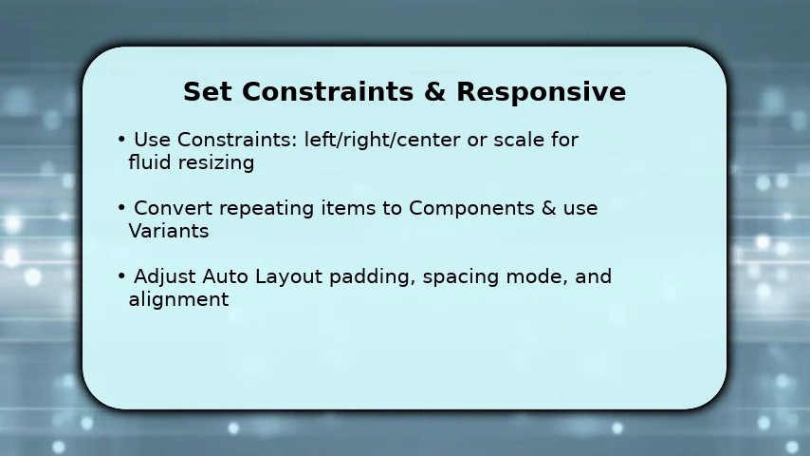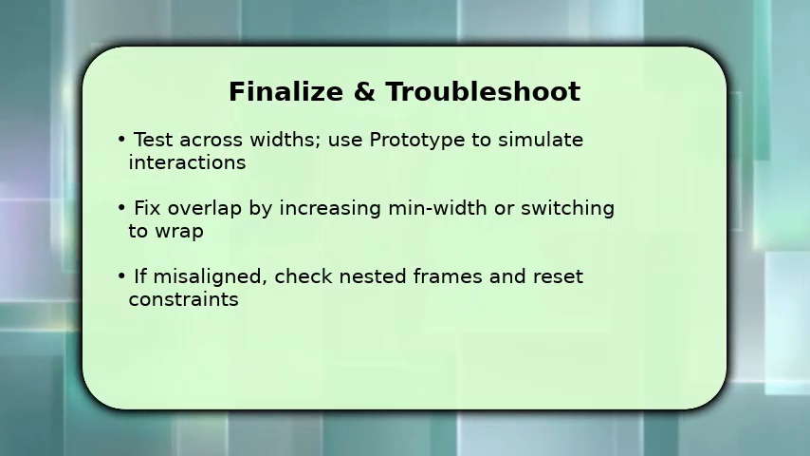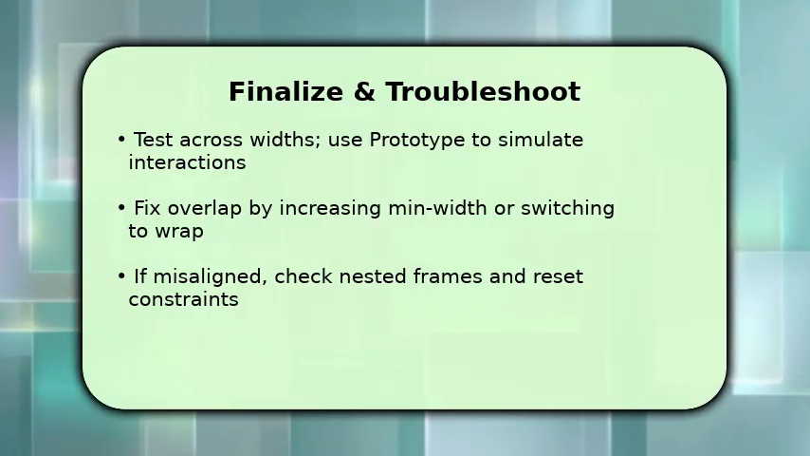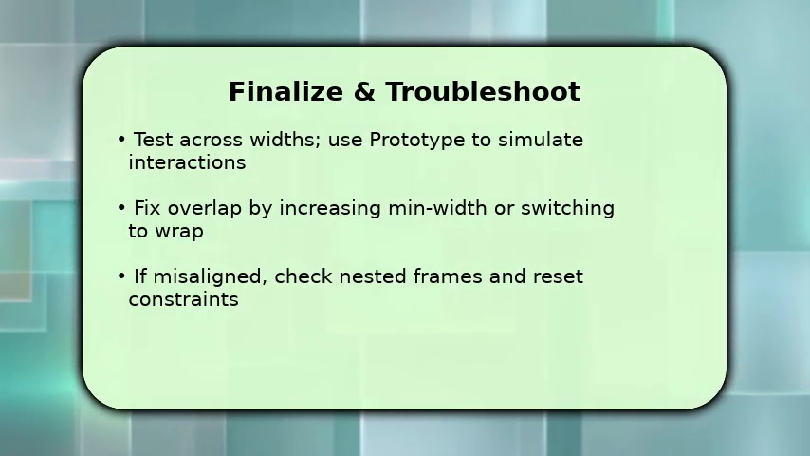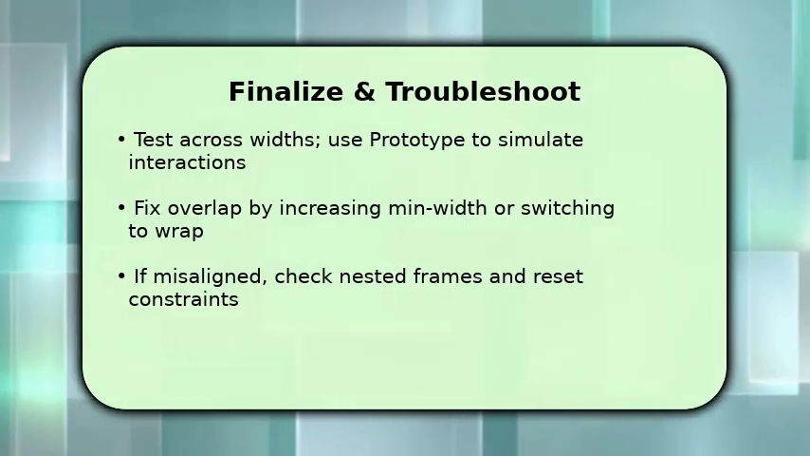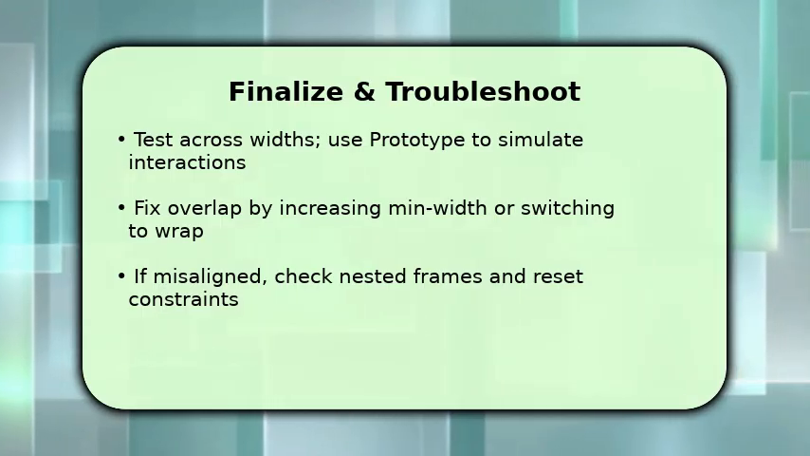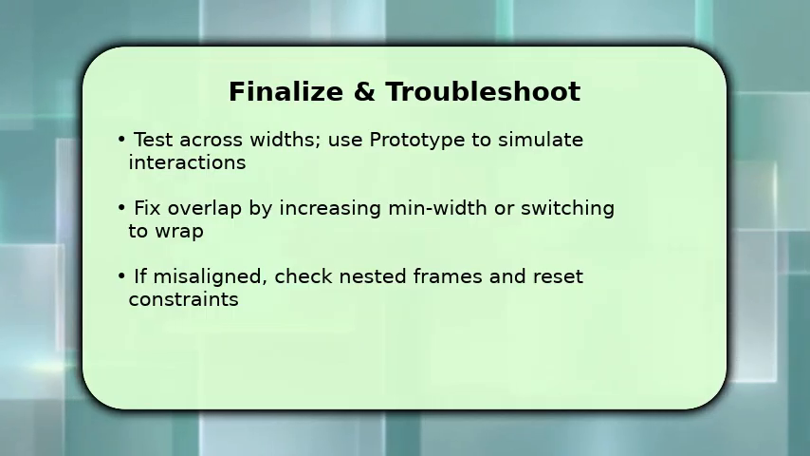To finish, preview the prototype and resize the canvas to verify behavior across sizes. This shows how the bar adapts in practice. If items overlap, increase min width or enable wrapping inside auto layout and consider collapsing excess items into a menu. Once done, publish the component to the team library so changes sync.